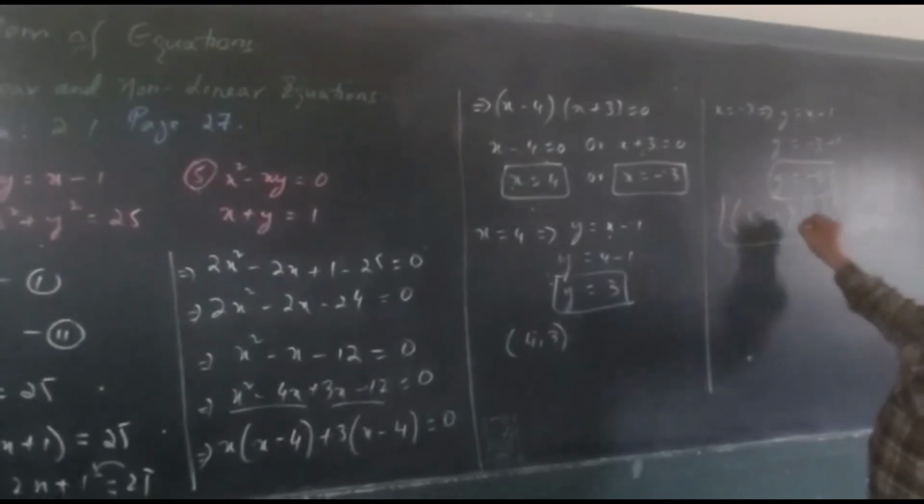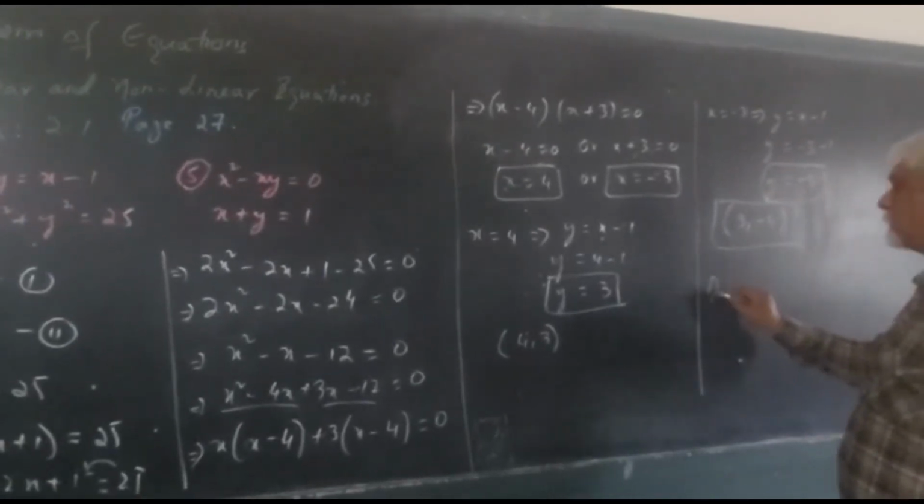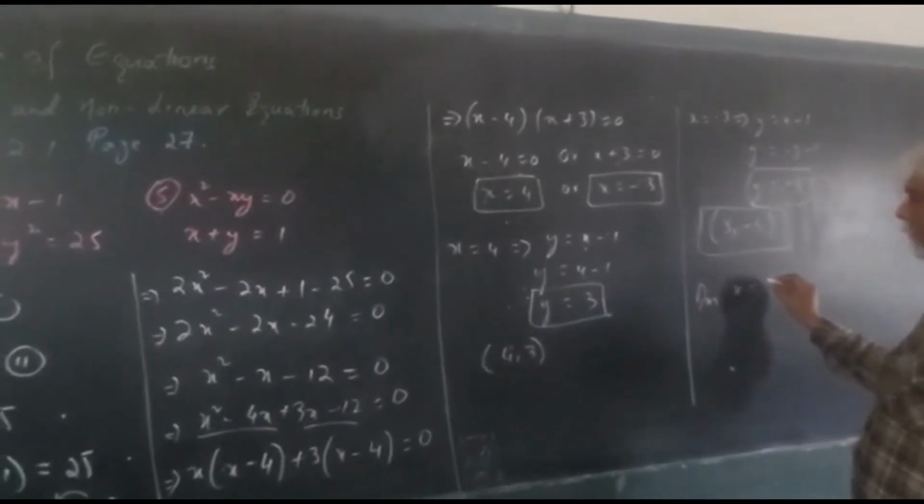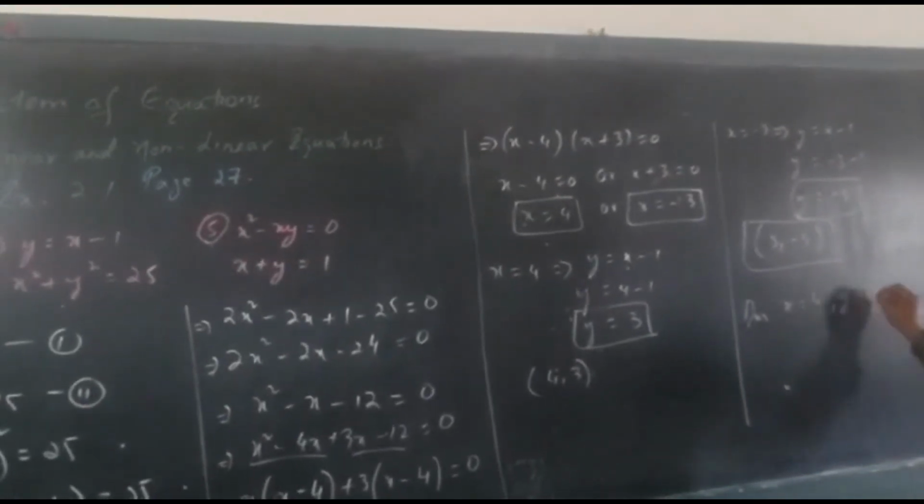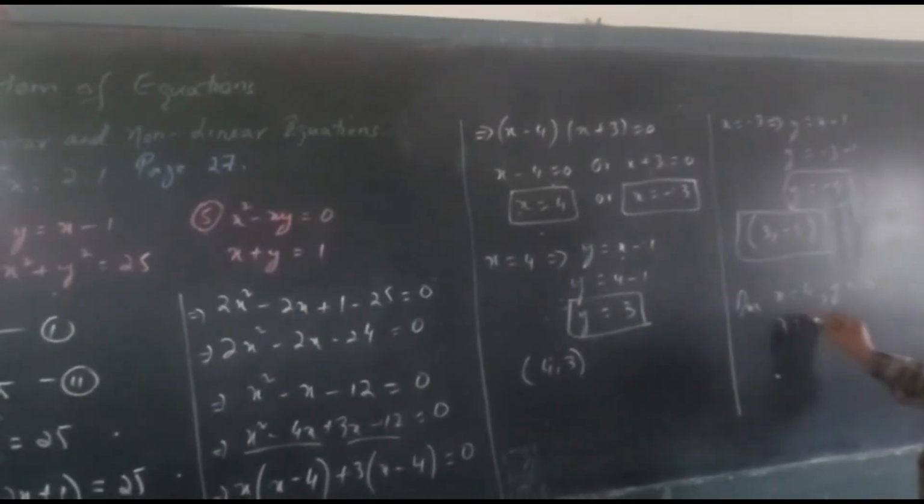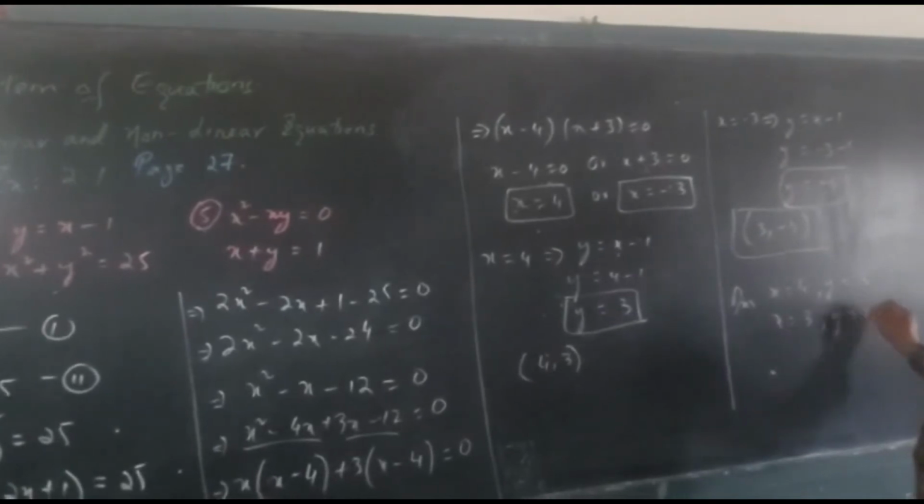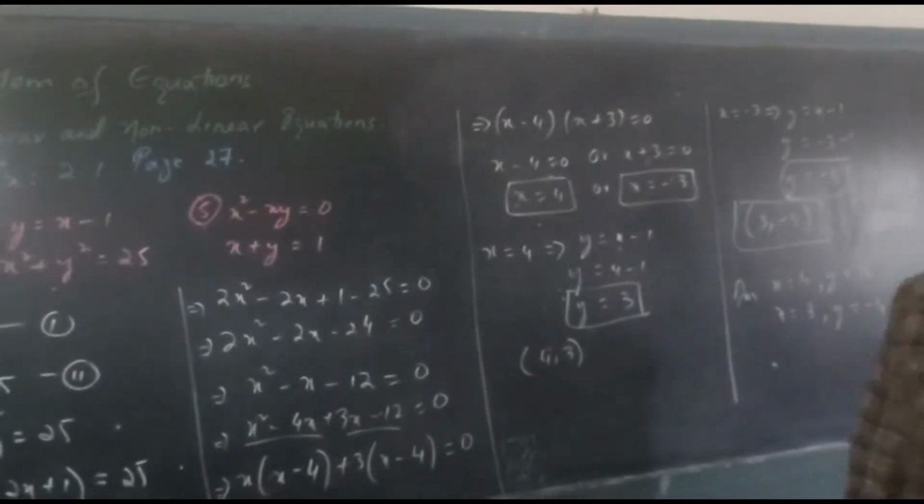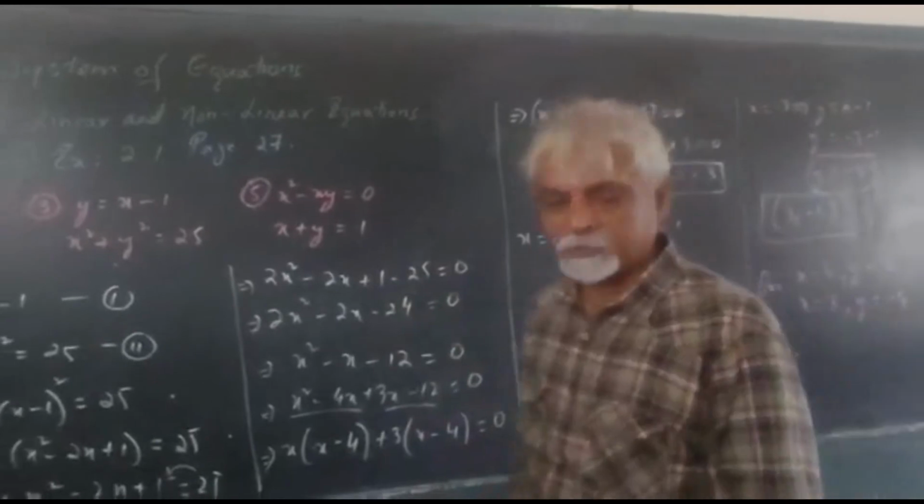There you go. So your answer would be for x equals 4, y equals 3, and for x equals minus 3, y equals minus 4. Okay, I hope it is clear to you all. I'll move on to the next question now, question number 5.